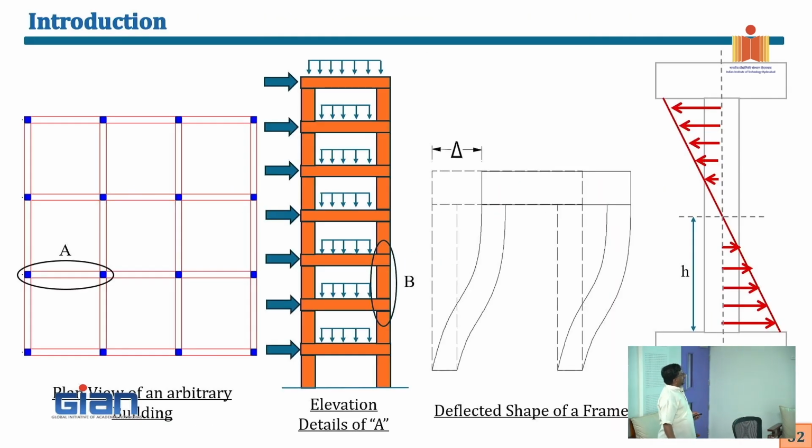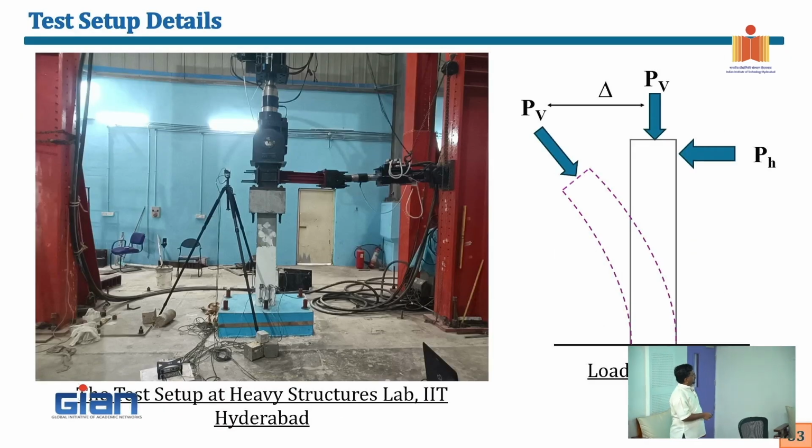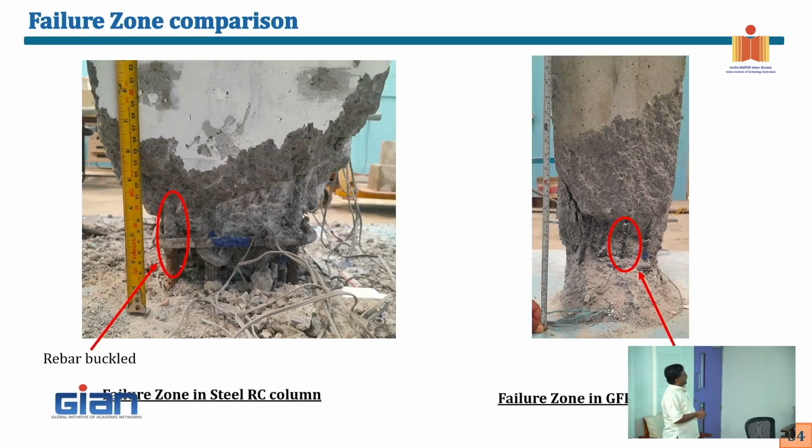So again, we looked at columns under cyclic loading. This is what I said. This will have the distribution of moment like this, and then this is your setup. I have a column, I put axial load, and then I push this actuator left and right. I think Dr. Jisha is also involved. They're both doing this as part of his PhD. And you see this kind of failure mode we get.